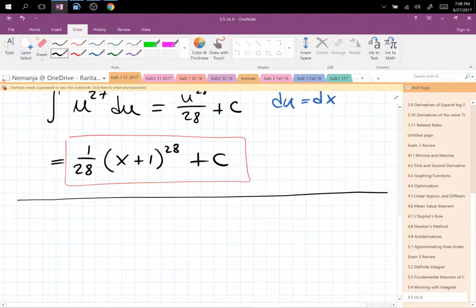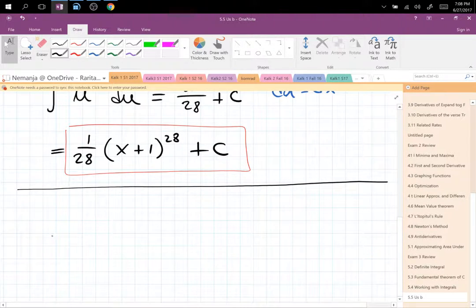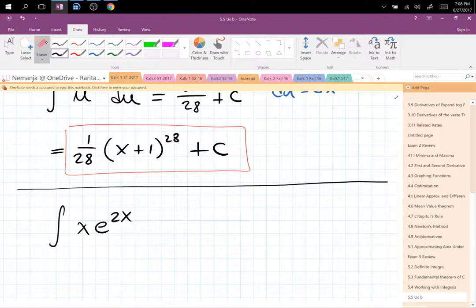Let's see another example. Say you have the integral of x e to the 2x, e to the x squared dx. All right.